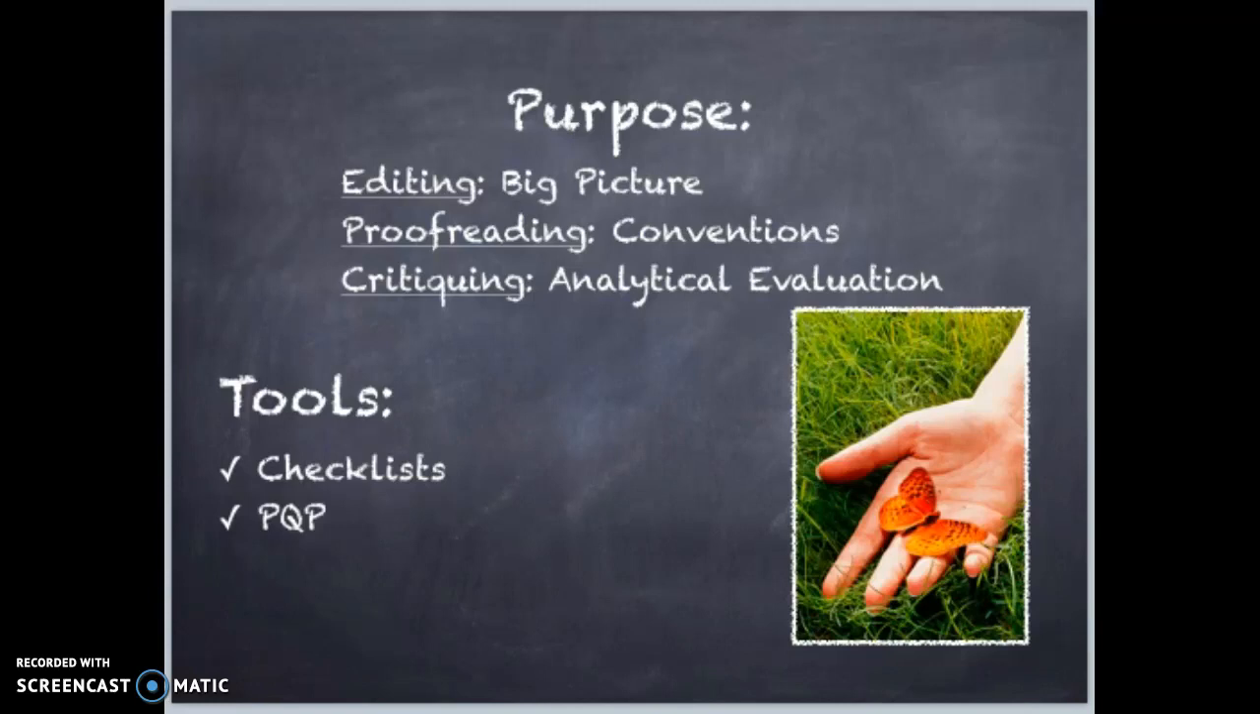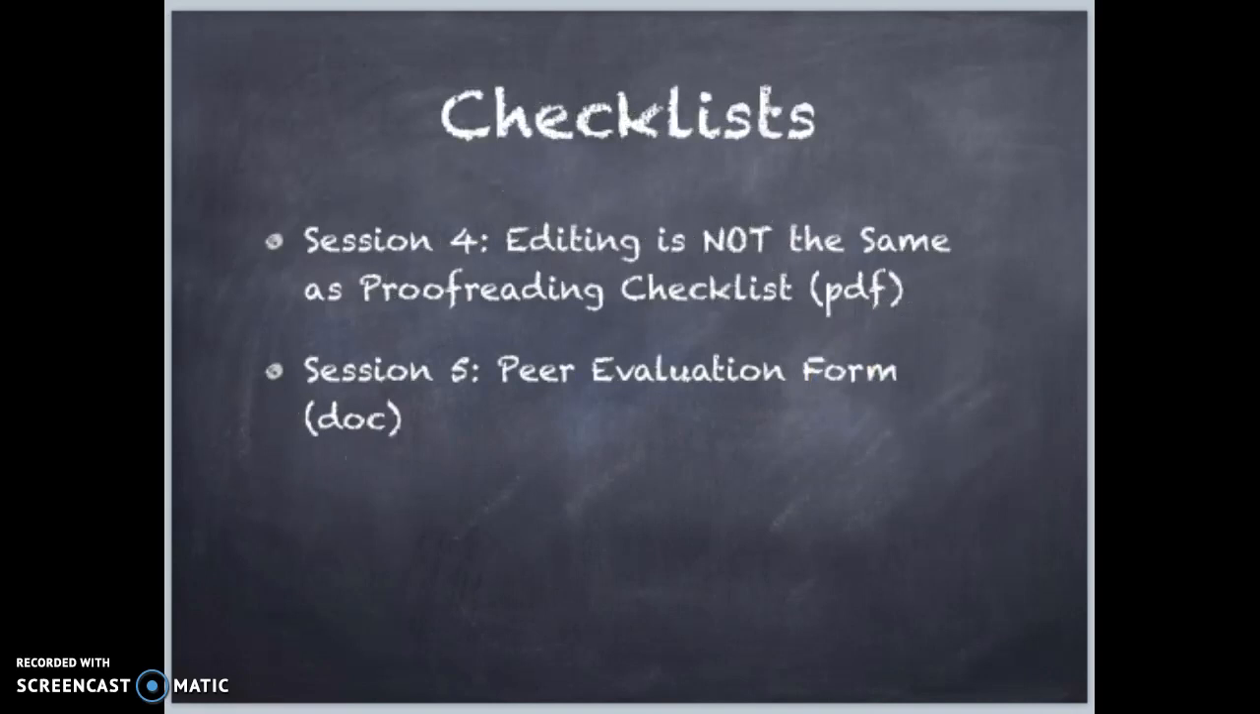The overall idea, the purpose of doing a peer review or reviewing your own work, is to focus on editing, which is the big picture, proofreading, looking at the specific conventions, and critiquing, looking at an analytical evaluation to fully communicate the ideas and concepts of the work. The tools that we use are things like the checklists in our course shell and a handy teacher tool, PQP, which stands for Praise, Question, Praise.